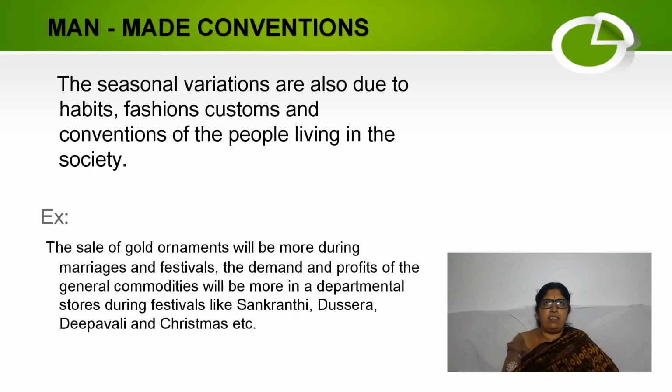Man-made conventions. The seasonal variations are also due to habits, fashions, customs, and conventions of the people living in the society. Example, the sale of gold ornaments will be more during marriages and festivals. The demand and profits of the general commodities will be more in departmental stores during festivals like Sankranti, Dasara, Deepavali, and Christmas, etc.